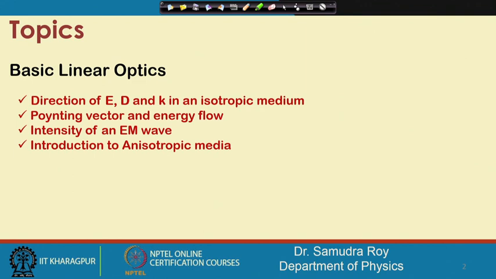So, when we launch an electromagnetic wave, the intensity is a very important parameter in nonlinear optics. So, we need to know how the electric field amplitude and intensity are related to each other. So, we will find an expression for that, and finally, we will introduce what is anisotropic medium. So, this is the introduction of anisotropic. I am not going to say much about anisotropic in this particular lecture, but I would like to say something, some introduction. So, let us start.